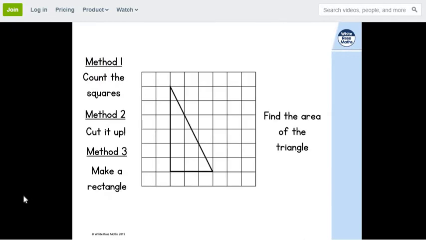So, one for you to think about now. You've got 3 different ways of doing it, or maybe there's another way you can think about. Pause the video. Can you find out the area of the triangle?